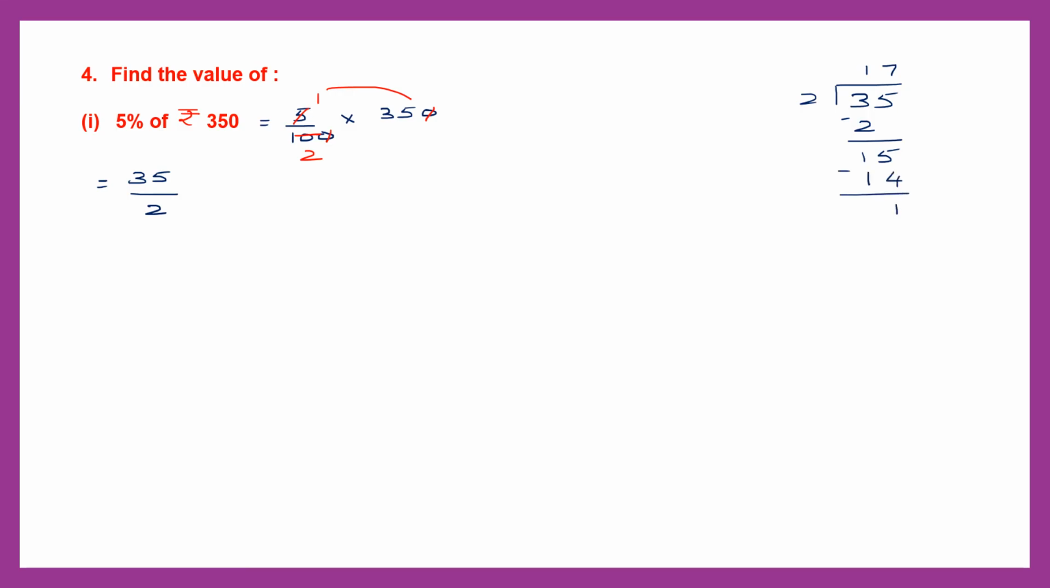Now I'm going to continue with my division. I'm going to put a point here, carry that point up and put a 0 and bring that 0 down. Now my number is 10. So 2 5s are 10. So that is over. So here I'm going to write my answer as 17.5. And because it is rupees and paisa, the paisa column should have 2 digits. So this becomes 17 rupees and 50 paisa. And this is my final answer.